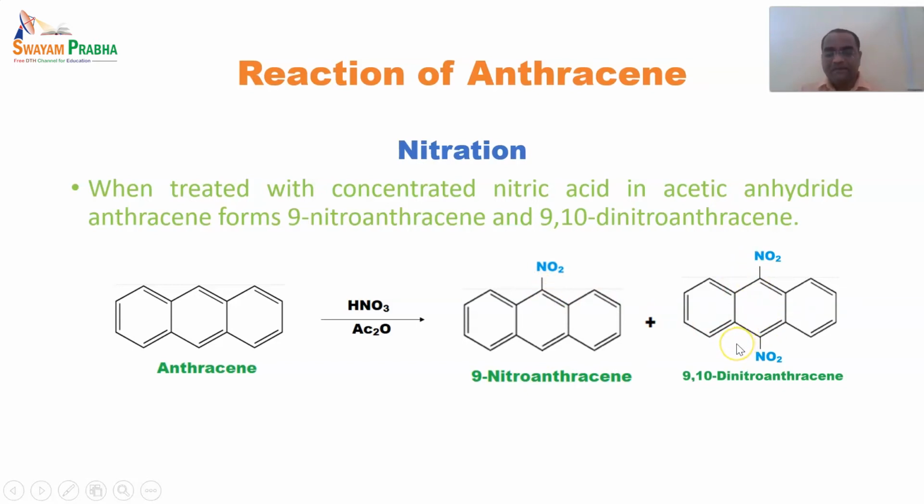Similar things can happen in the case of halogenation, where by using optimal reaction conditions we can get a dihalide type of product, as we have got over here a dinitro product. So similarly we can also obtain it in the case of halogenation. This reaction is carried out in acetic anhydride.